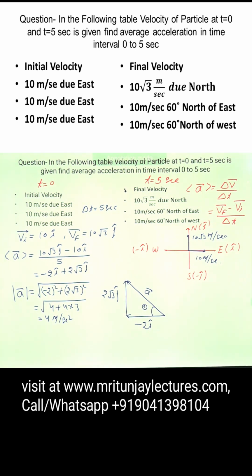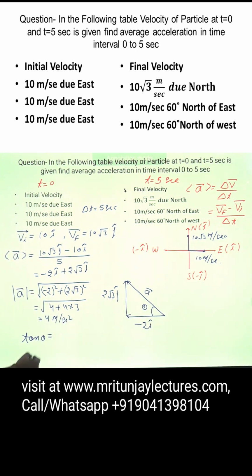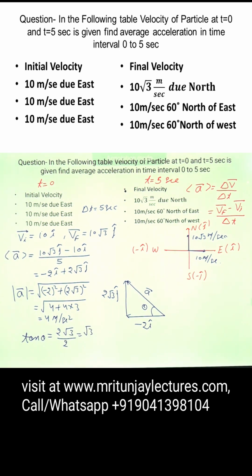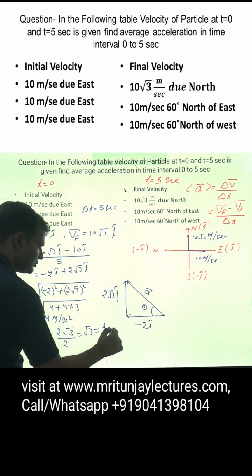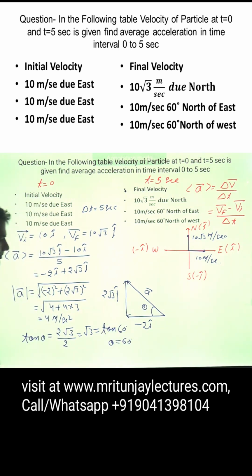After that, our target is the angle theta. What about tan theta? Tan theta is the perpendicular distance divided by the base. Only distance, not representing i, j, k. So 2 root 3 divided by 2, that is root 3. I know that tan 60 is equal to root 3. So theta will equal 60 degree. Clear or not?